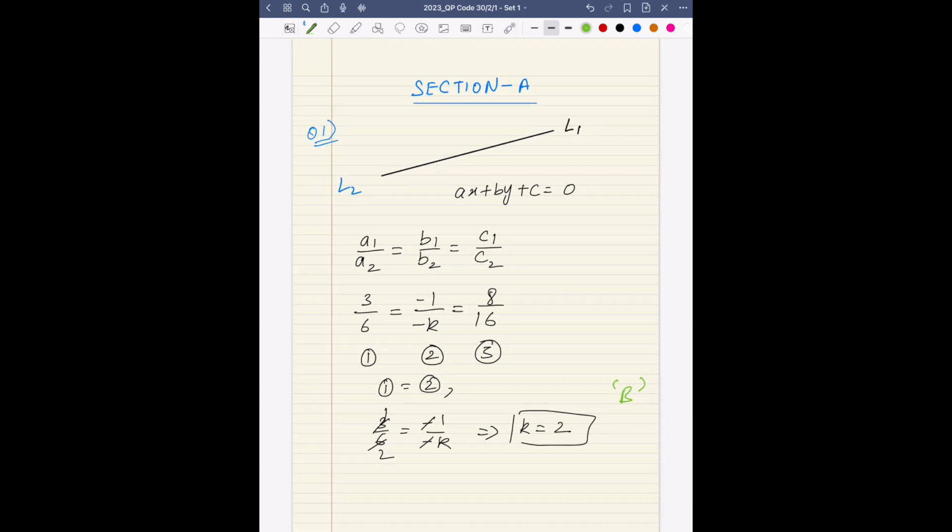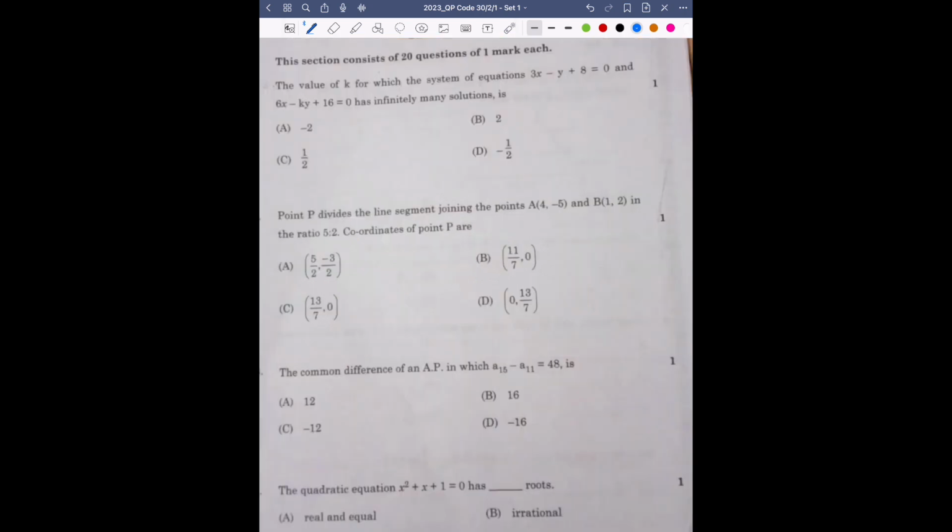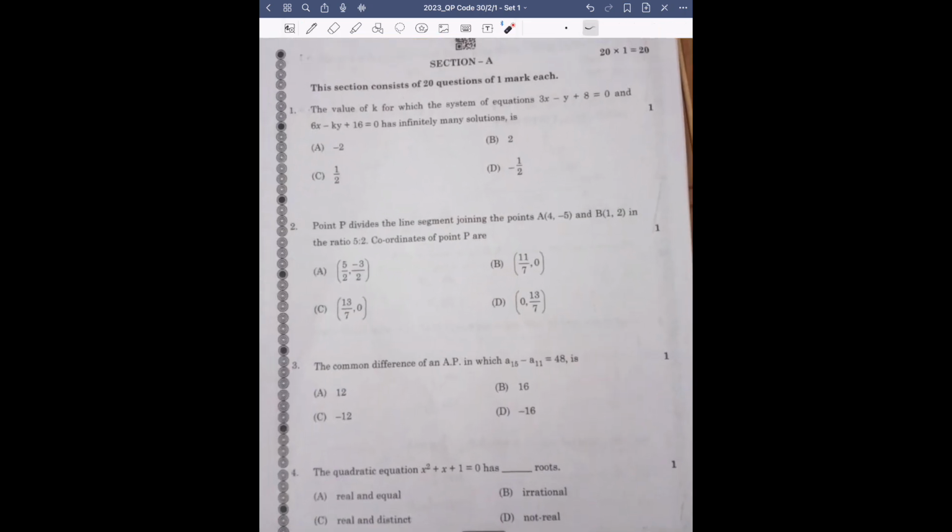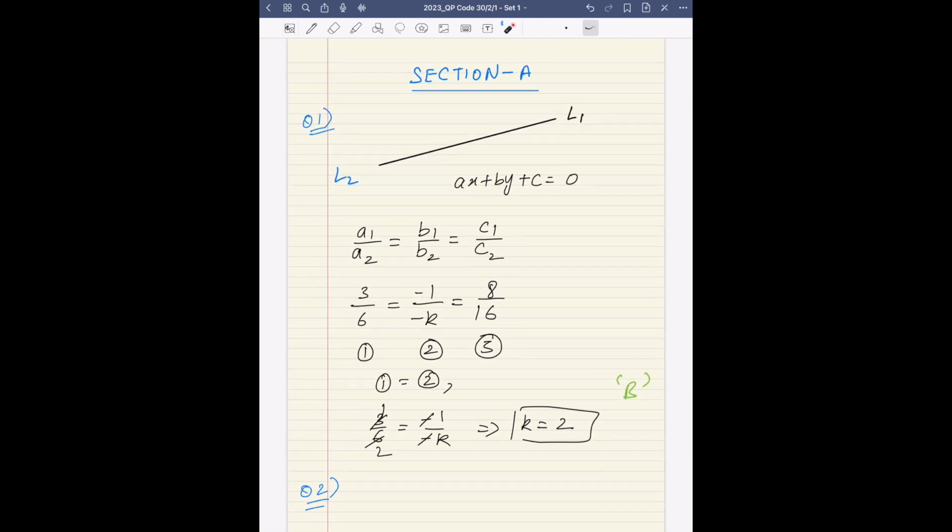Moving on to question number 2. Question number 2 is very simple. It says point P divides the line segment joining the points this and this in the ratio 5:2. It's a simple section formula question, so just apply the section formula and we will get your answer.